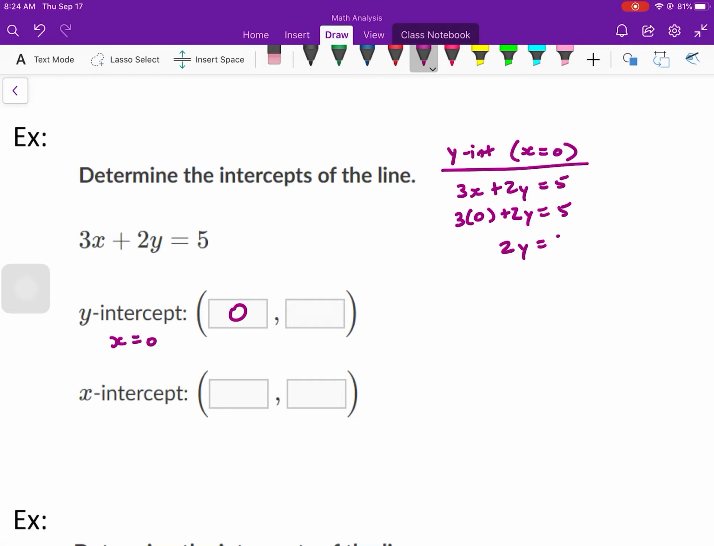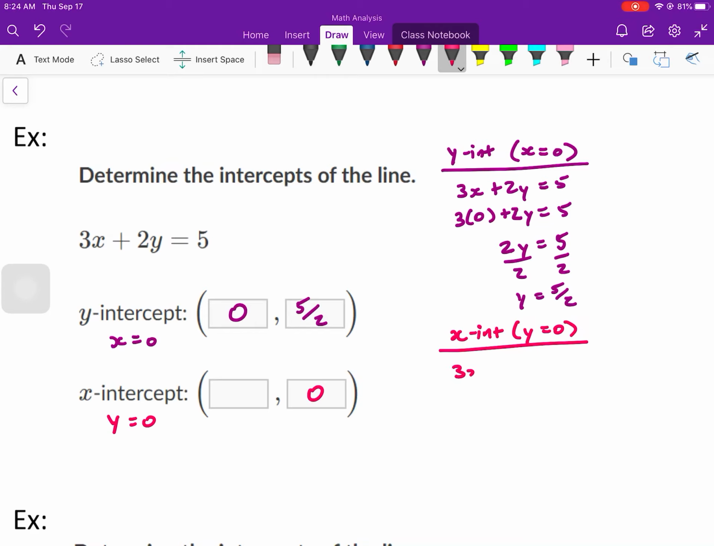3 times 0 is 0, so it goes away. Divide that 2 to the other side, and y equals 5 over 2. So it's quite simple. The x-intercept, y equals 0. So going through that equation, 3x plus 2y equals 5, I'm going to go ahead and substitute a 0 in for the y. 2 times 0 is just 0. Divide the 3, and x equals 5 over 3.